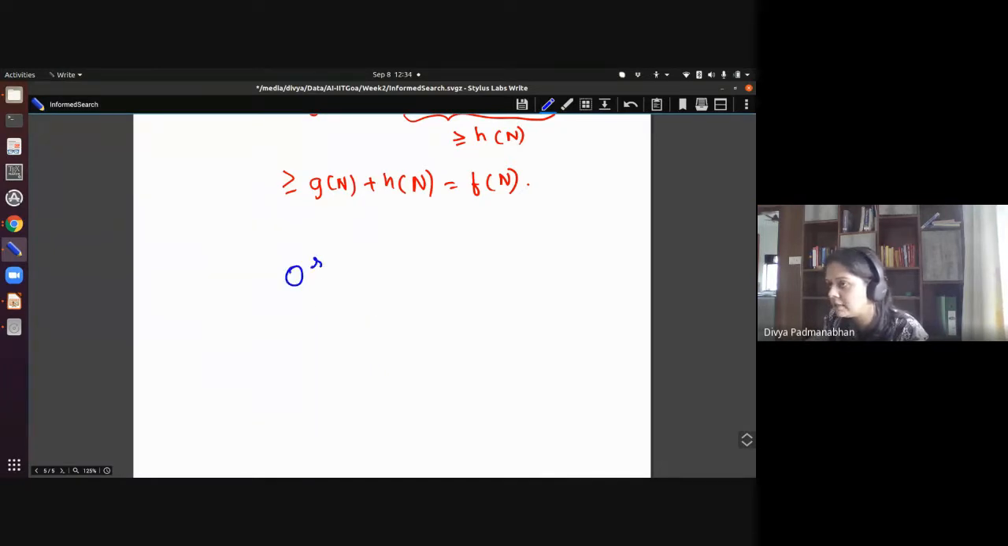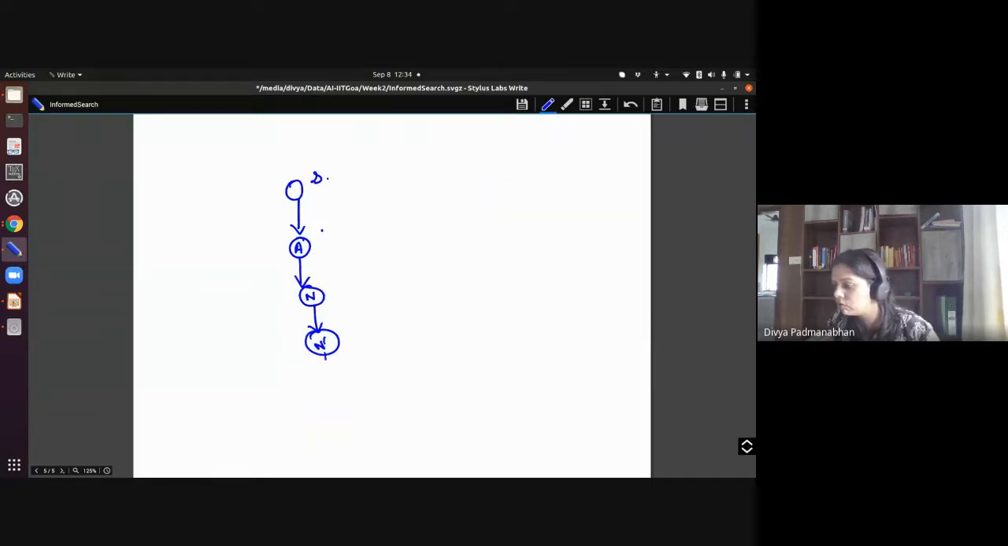So the example is this. Suppose I have a start state here, and I have a node A, and there is an n, and an n dash, and then you have the goal. There is another path through B, and B is coming to n dash. The costs are 2, 2, 2, and maybe this is 8, and then you have a 3 here and a 2.